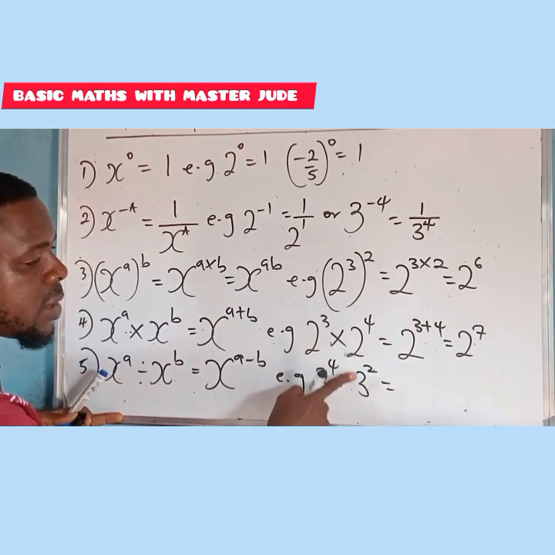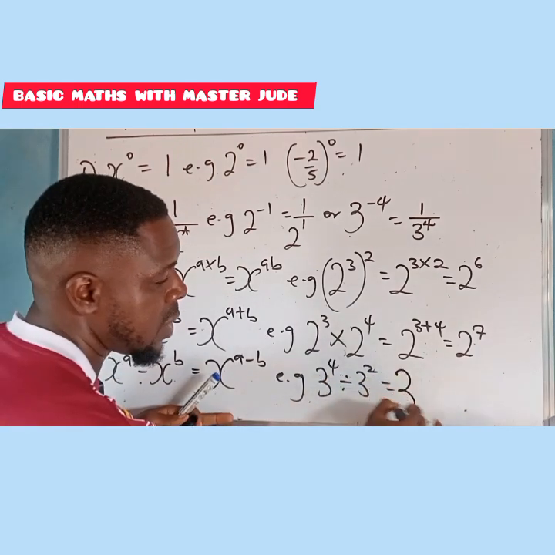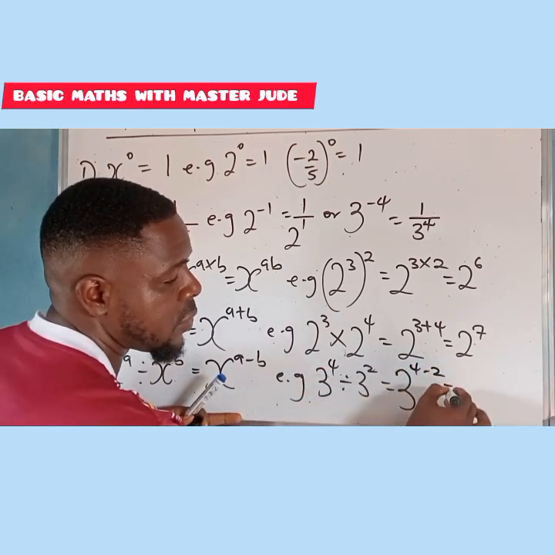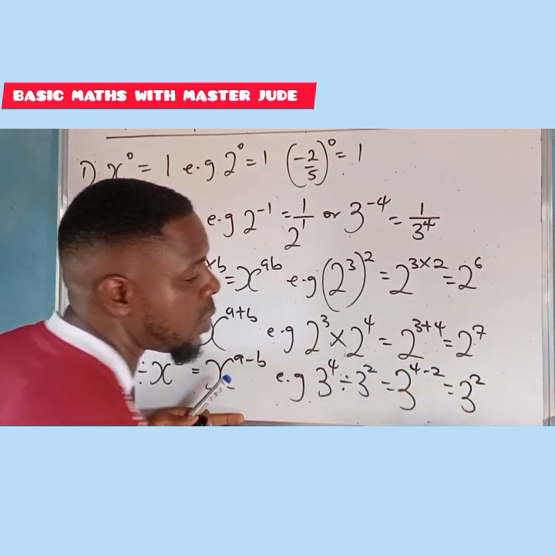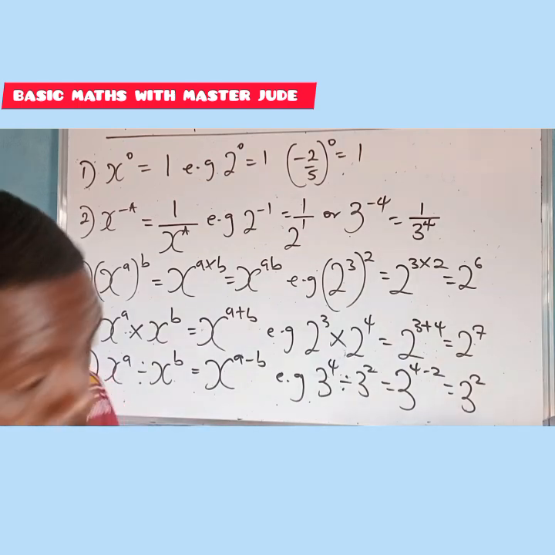For example, if you have 3 raised to power 4 divide 3 raised to power 2. Sorry, we are on division. Now you bring down 3, then you subtract their power. So this is 4 minus 2, which will give me 3 raised to power 2. So these are the 5 laws we have. We still have other laws. Let's take the other laws.